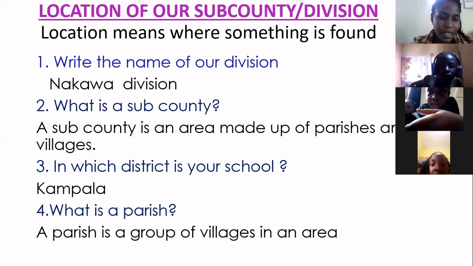So my pupils, you have to be keen. When you're writing the name Kampala, you have to begin with a capital letter. If you begin with a small letter, then that is not the name of a place. The name of a place should begin with a capital letter. So we have finished number 3. We go to number 4, pupils.